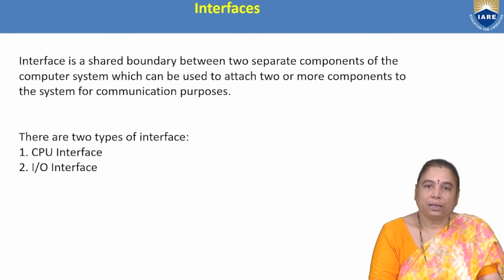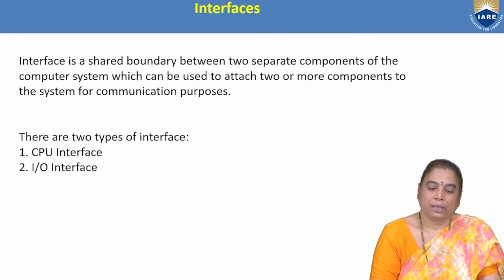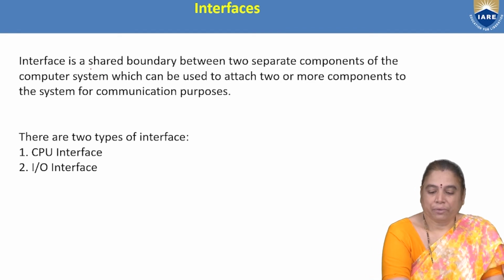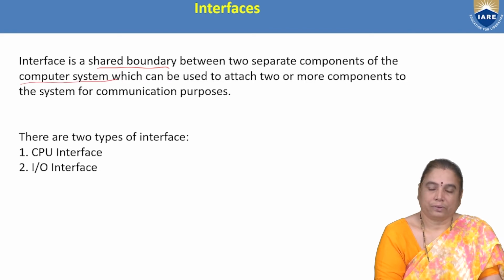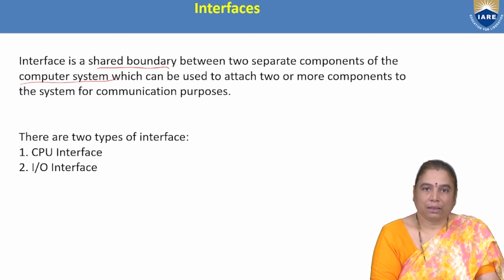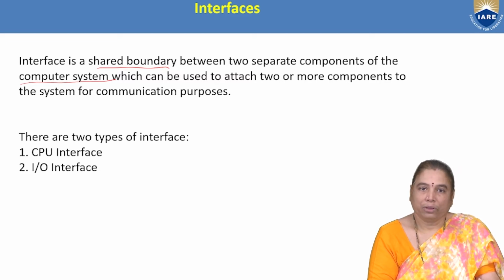Now for each and every peripheral device that is connected to the system can require an interface. Now we have to discuss what an interface is. An interface is a shared boundary between two separate components of the computer system. So here we have the memory, the CPU, the internal parts of the CPU, and the input devices.